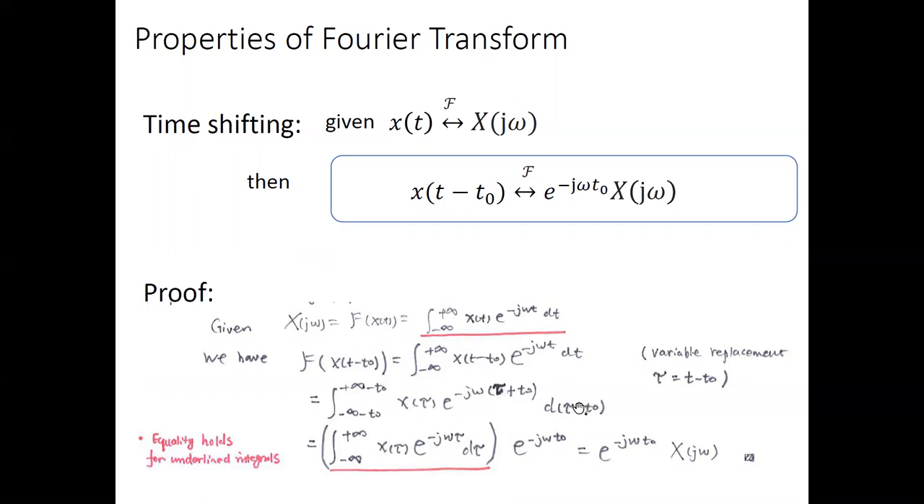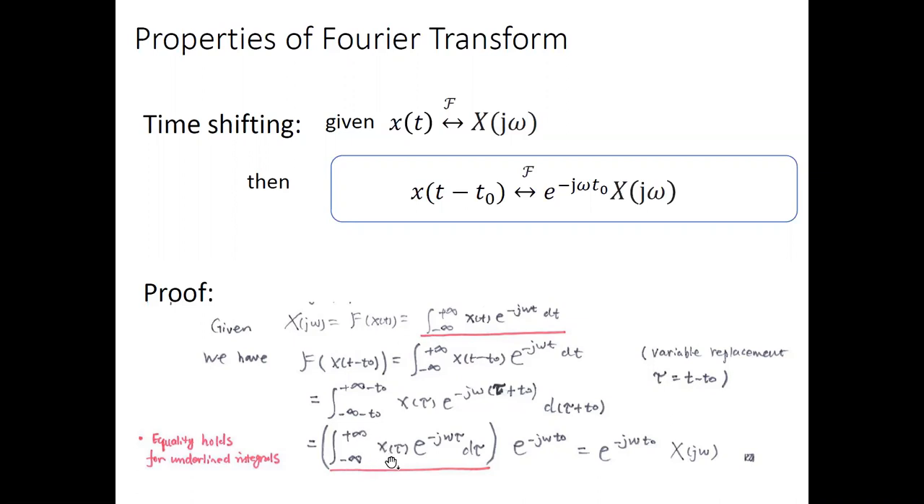Because at this step, we already replaced the t with tau, so we change it to a new integration variable. At the same time, we need to change the integration limits. So originally the limit is minus infinity to plus infinity, but with respect to the new variable tau, because it's t minus t0, the limit has to be changed to minus infinity minus t0, plus infinity minus t0. But it doesn't matter because the result is still minus infinity to plus infinity.